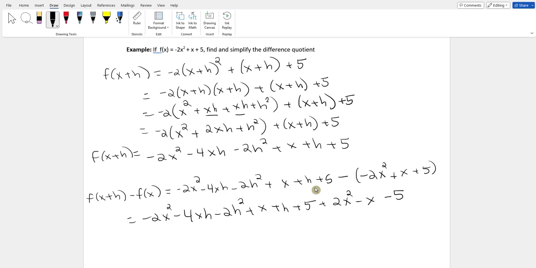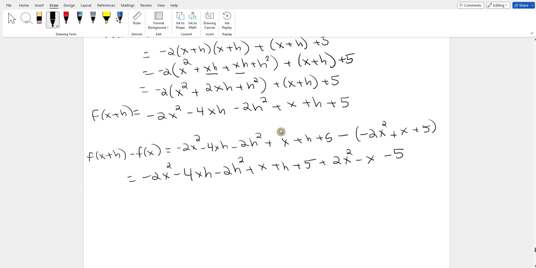Now from here we can go ahead and see if we have any like terms that we can combine. Negative 2x squared plus 2x squared is 0. 5 minus 5 is 0. x minus x is 0. So once I've combined all my like terms, I'm left with negative 4xh minus 2h squared plus h.